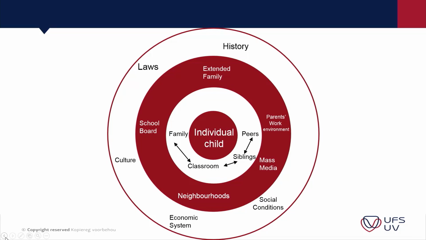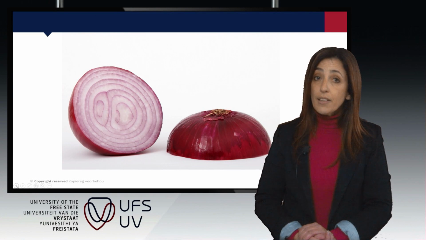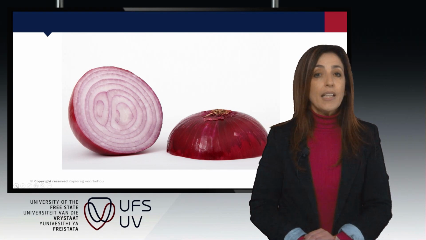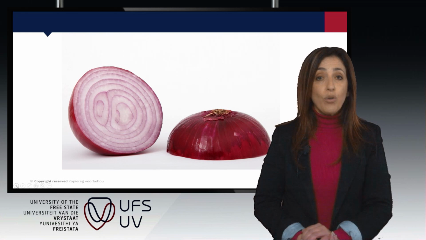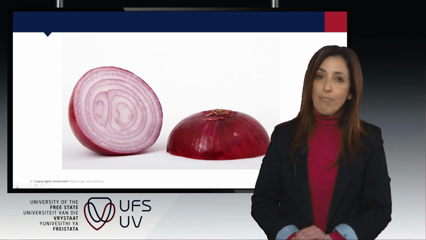In this simplified diagram, the factors that are closest to the child, who's in the center, affect the child more directly and have longer lasting effects than the more distant or outer factors. These factors all influence one another. You could imagine this model as being like an onion. The child is at the core of the onion and is surrounded by many layers. You will find this diagram for your perusal in the reading section later.